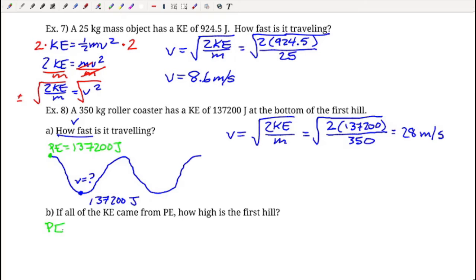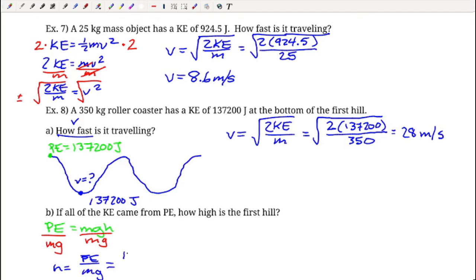So we want to find out. We know that potential energy is mass times g times h, and we're trying to solve that for h. So divide both sides by mg, because it's multiplying the h, and that gives me then h equals PE over mg. Plug in your numbers.